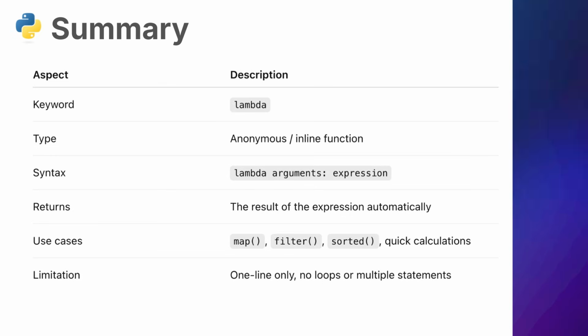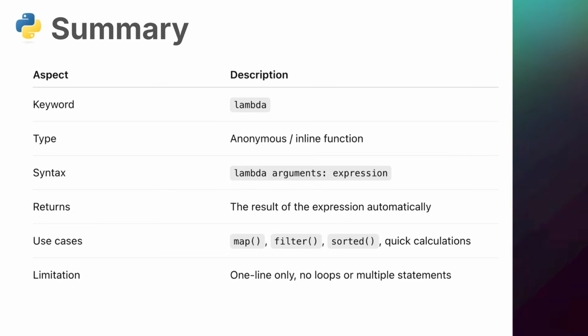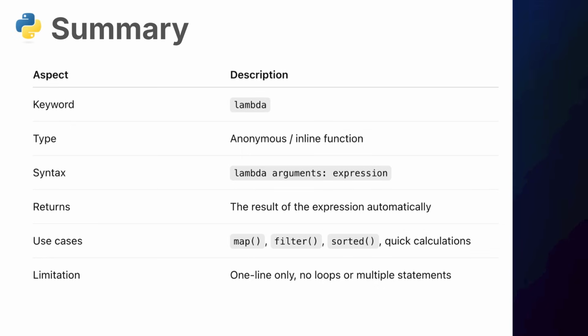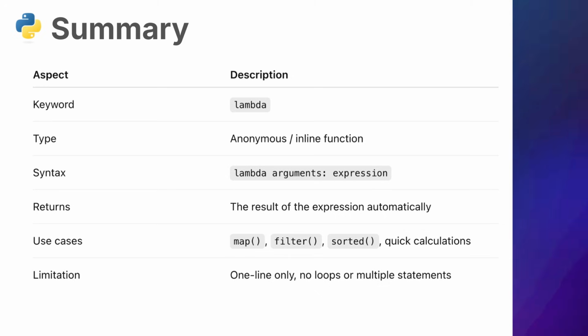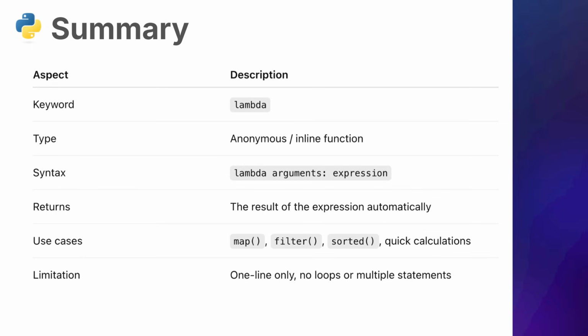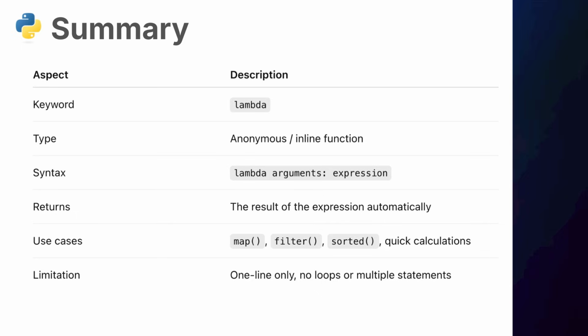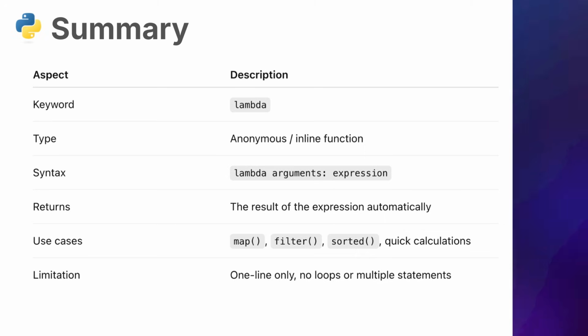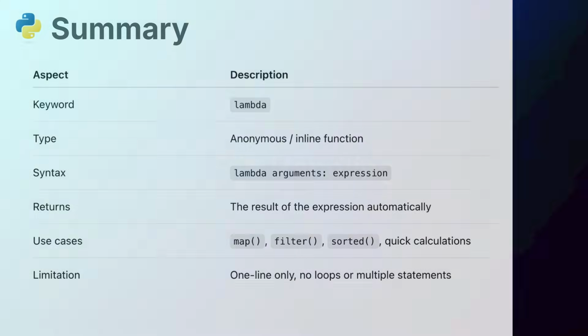You'll most often see Lambda functions used with tools like map, filter, and sorted, or for other quick calculations where you just need a short one-time function. However, remember that lambdas are limited to a single line. You can't use loops, multiple statements, or complex logic inside them. If you find yourself needing more than one step, that's a good sign you should switch to a regular function defined with def. So to summarize, Lambda functions are perfect for short, simple operations, clean, quick, and powerful when used in the right place.